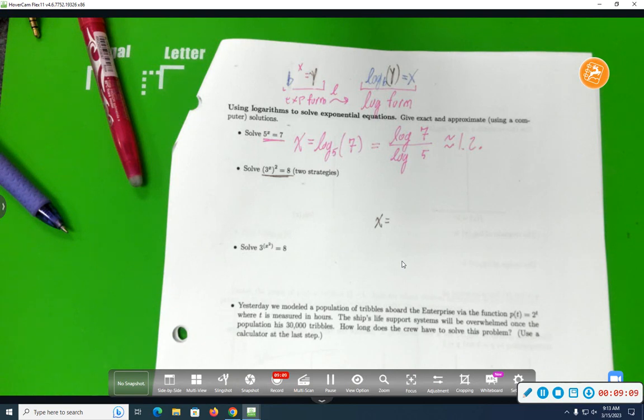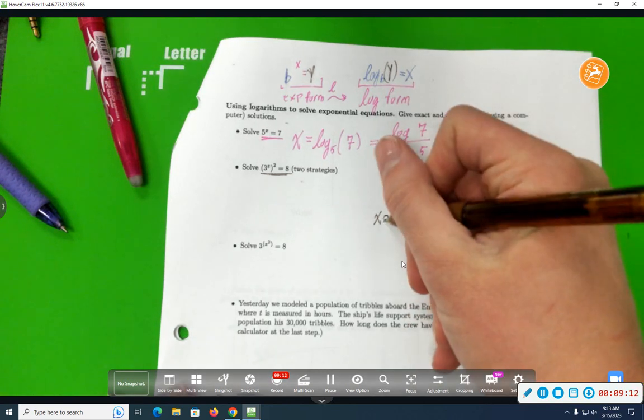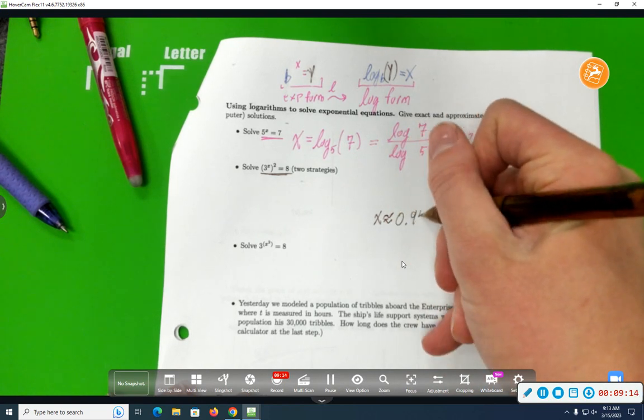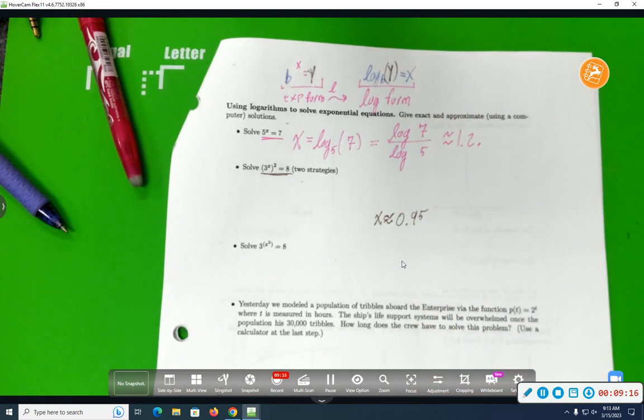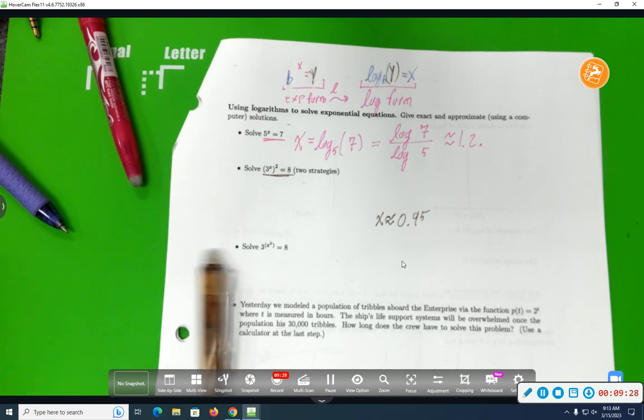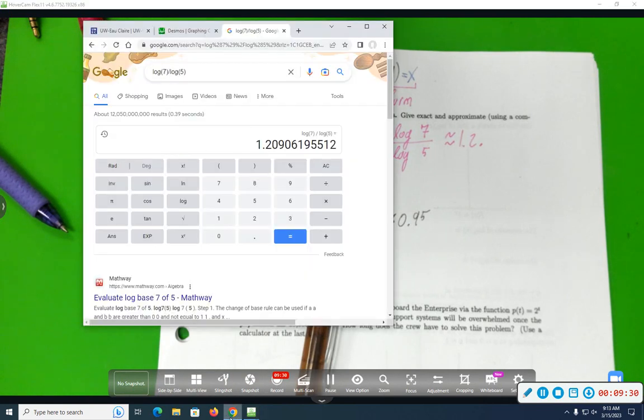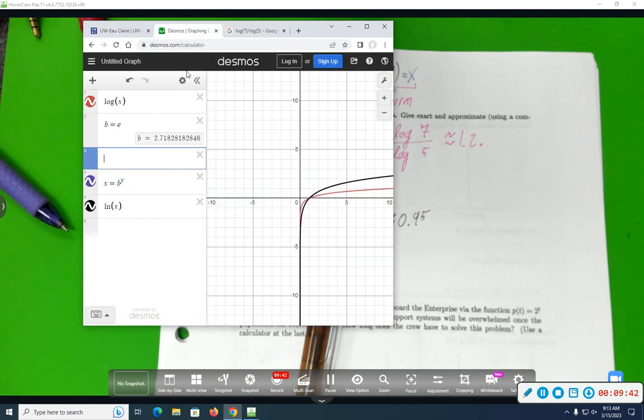What'd you get? I got about 0.95. x about 0.95. How confident are you? Moderate. All right. So I'm going to propose doing the following to check. Do you think we could graph both sides of this equation, see if that decimal looks reasonable? I think we could. Did anyone get different decimal approximations? All right. Anyone get the same? Cool. I guess that's some confidence then.